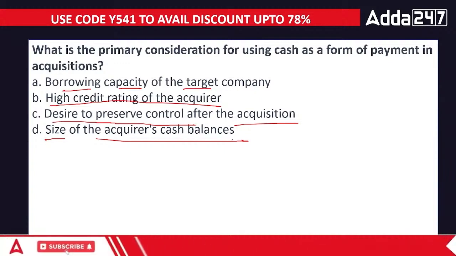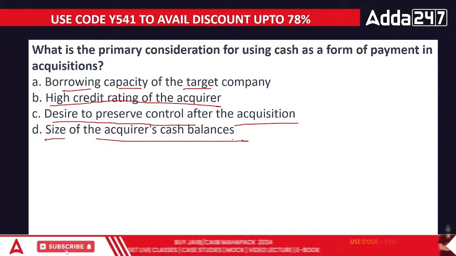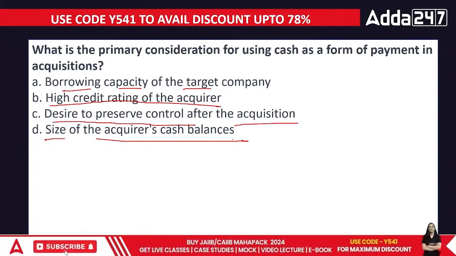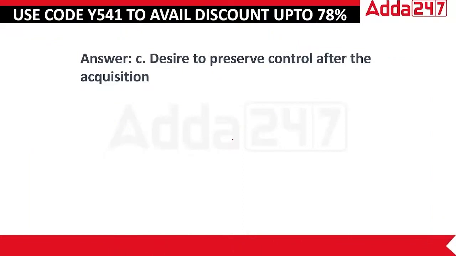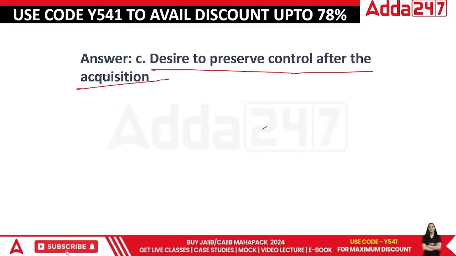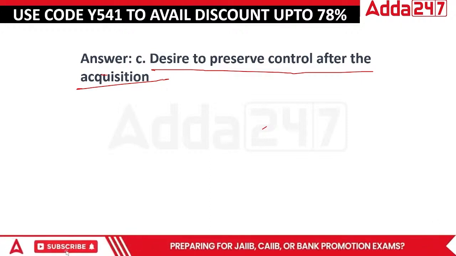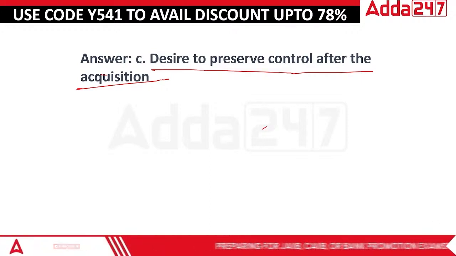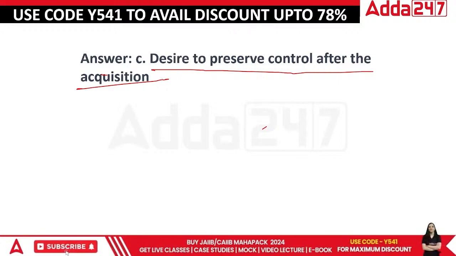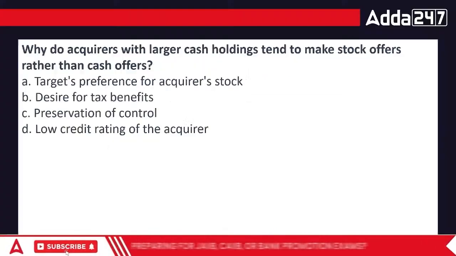See, the point is what is the primary consideration in terms of cash payment? Whenever we are making the payments, what is that particular thing? Ultimately, when we are making the consideration payment, it is always a desire to preserve control after the acquisition. After you purchase the other organization, you really want to still maintain your control in the other organization, because ultimately, the day you lose control, the organization's hold that you have or you possess is gone.